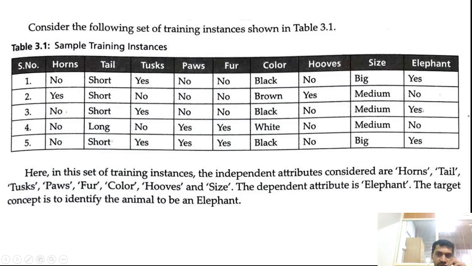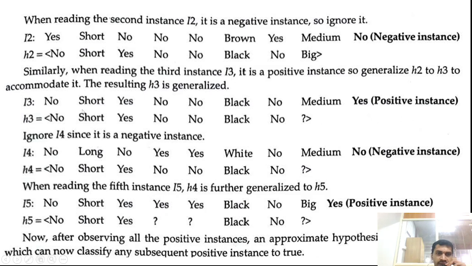So this is a positive instance because it is classifying the elephant. No short, yes, no black, no medium, that is yes, positive elephant, positive instance, and it is classifying the elephant. Now I am applying my previous hypothesis and comparing with the iterations.